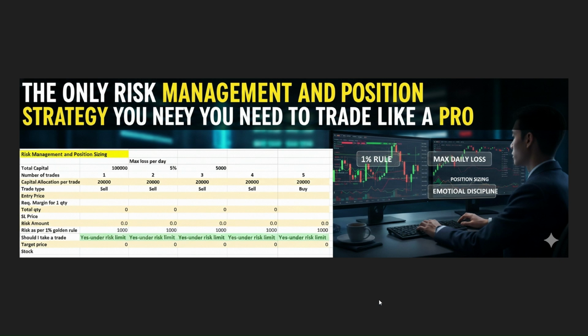Think about this. Have you ever found a perfect setup, but your hands shook when you tried to click buy? Or maybe you hit two stop losses in a row and felt that gut wrenching fear that makes you pass on the third trade, only to watch that third trade take off to the big profit. The difference between a gambler and a professional is not a secret indicator, it's the math you see on this screen. Today, I am pulling back the curtain on the 1% golden rule and showing you how to size your positions so that a loss never feels like a defeat.